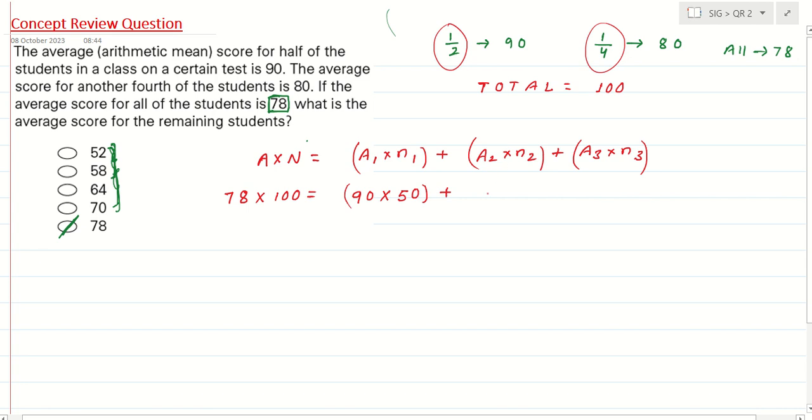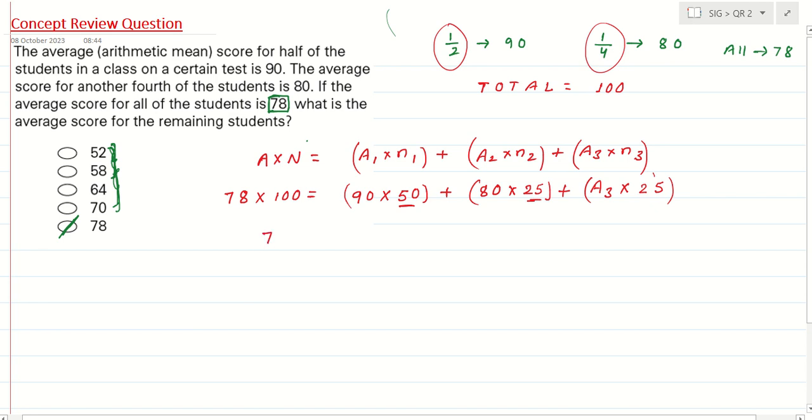Correct. What is A2? We have 80. What is the number of people? 1 by 4th of 100, which means how much? 25. Makes sense? Yes or no? Yes, sir. Now, I need to find out the remaining. What is remaining? A3. How many people are left out? Out of 100, 50 gone, 25 gone. What is left out? 25. That's all.